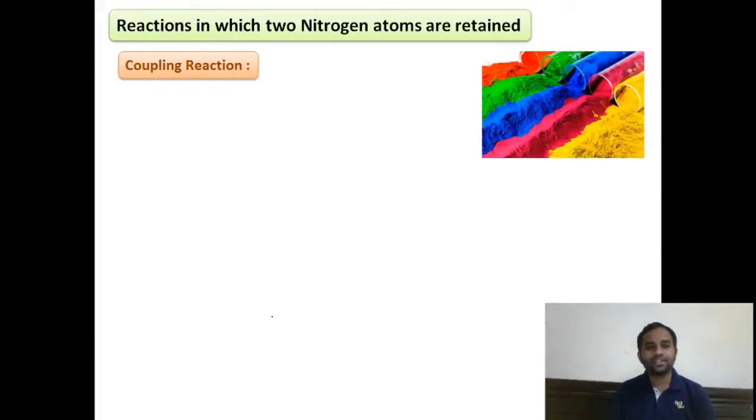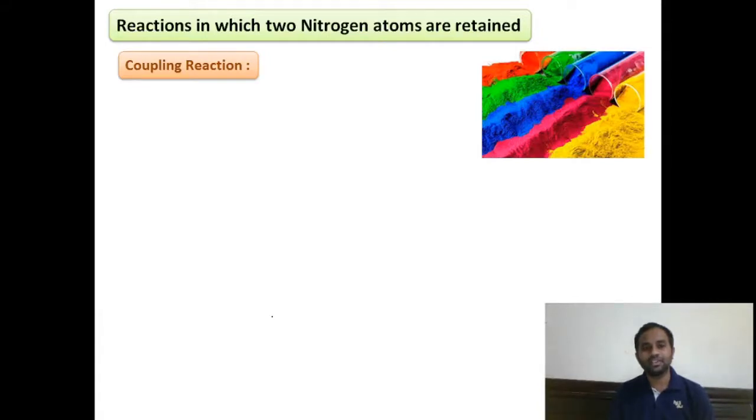Now coming to the second reaction, that is coupling reaction. In this also the two nitrogen atoms of the benzene diazonium chloride are retained. This coupling reaction is very much helpful in synthesizing the azo dyes. These azo compounds are colored compounds which are very much helpful in textile industry as well as garment industry, right? These azo compounds are prepared from the benzene diazonium chloride by this coupling reaction, right?